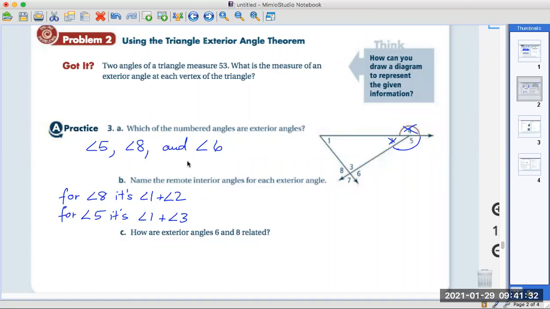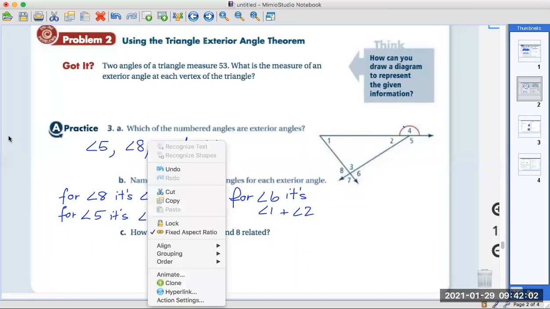And then we have one more, angle 6. I want you to think ahead, which ones would it be? We're looking for the 2 remote interiors. It's not 3, it's angle 1 and 2. Okay, that's how you find out which ones are the remote interiors.